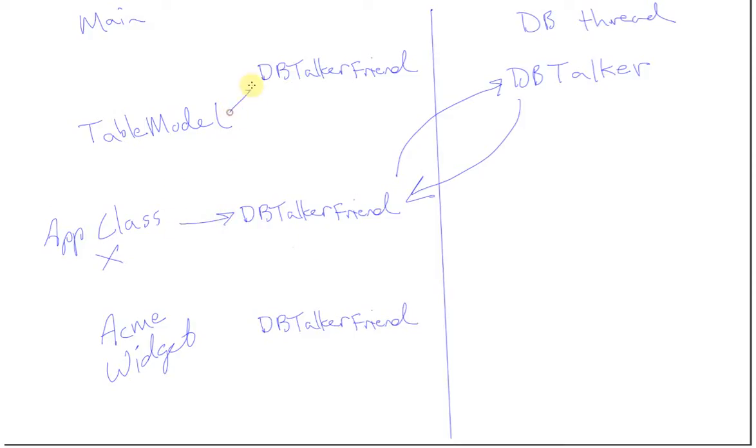Each application specific class object would get their own database talker friend, and this is what makes it so that the responses from DB Talker to each DB Talker friend can happily be relayed correctly back to the application specific class that originally requested the database data.